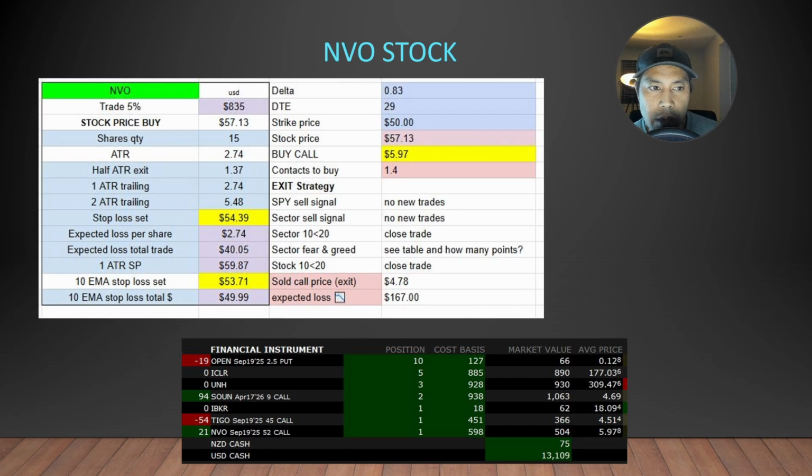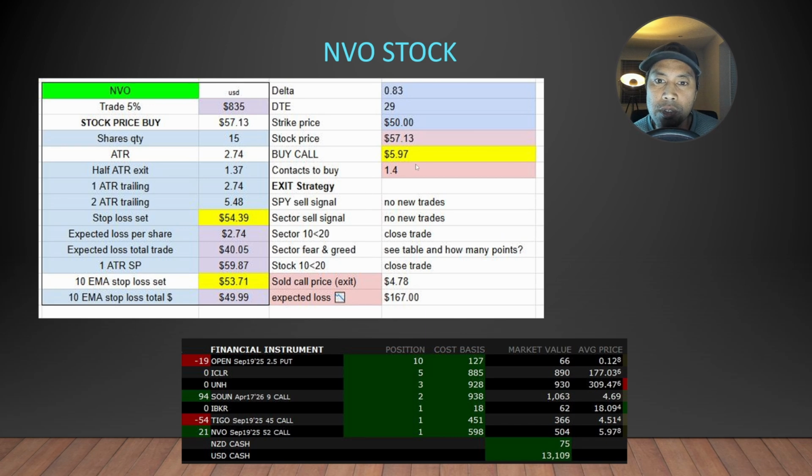The fourth stock that we want to look into here is Novo. So current trade at the moment, same thing as 5%. The stock price was at 57 when I was trading this at 15 shares. It's got options, so we won't worry about the share count there. I've got my trailing that I've already talked about. The ATR is pretty important, so that's 2.74, and we can see that the max loss if I was to sell at the 10 EMA is $49 or close to $50, right?